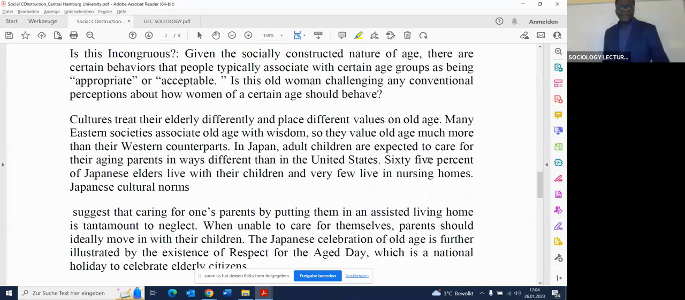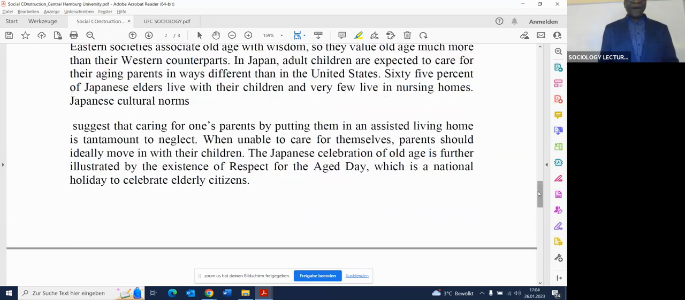Next, 65% of Japanese elders live with their children. Yes, and very few live in nursing homes. Japanese cultural norms suggest that caring for one's parents by putting them in an assisted living home is tantamount to neglect. You get a point here. It's tantamount to neglect. It's like you neglecting your mama or your papa. Let mama be at the home, or papa be at the home, and yet we are living, we've got everything. Woo, that's a different mindset altogether, isn't it?